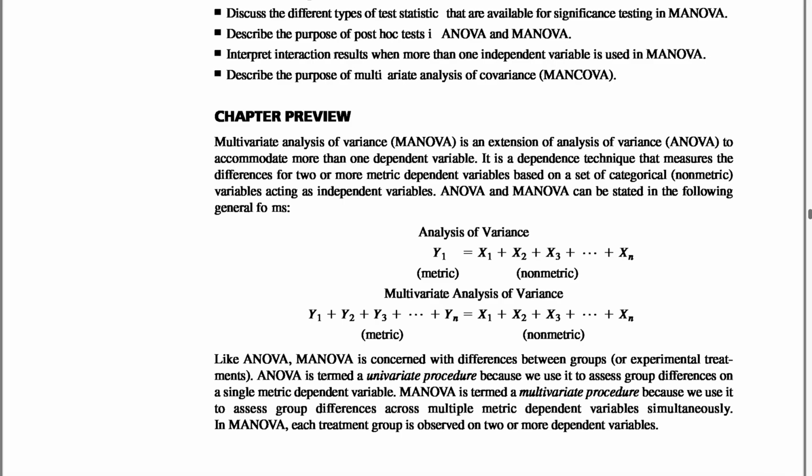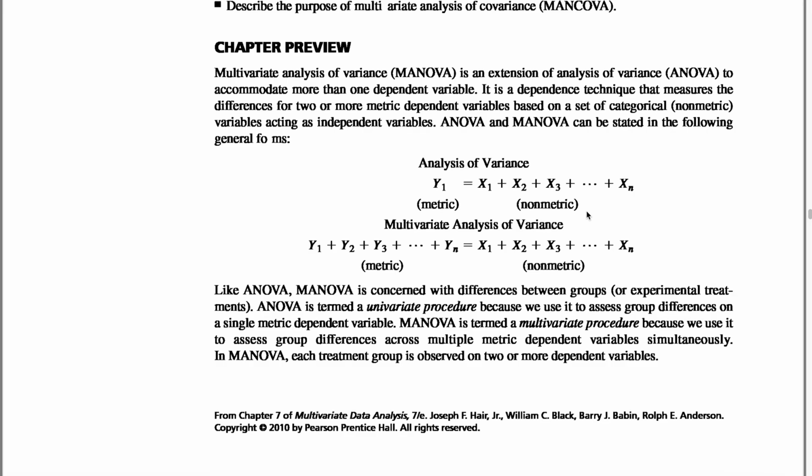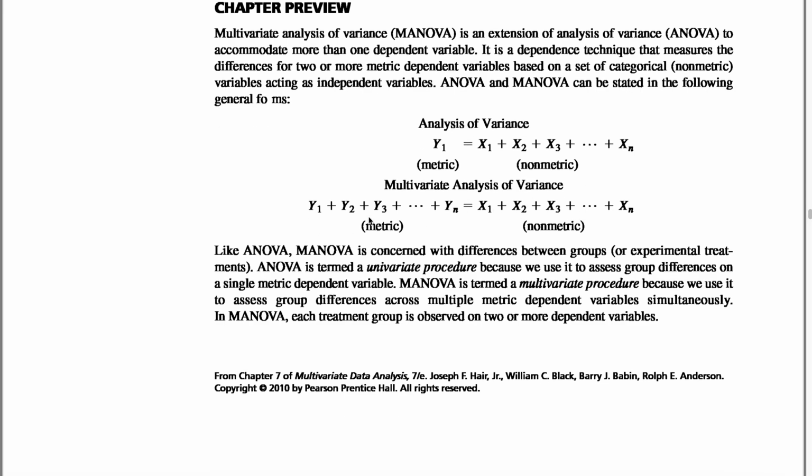ANOVA and MANOVA can be stated in the following form. Analysis of variance: Y1, the metric variable, is equal to X1 plus X2 plus X3 and so on to Xn, which are non-metric. Multivariate analysis of variance: Y1, Y2 and so on to Yn is equal to X1, X2 and so on to Xn, where the Xs are non-metric.